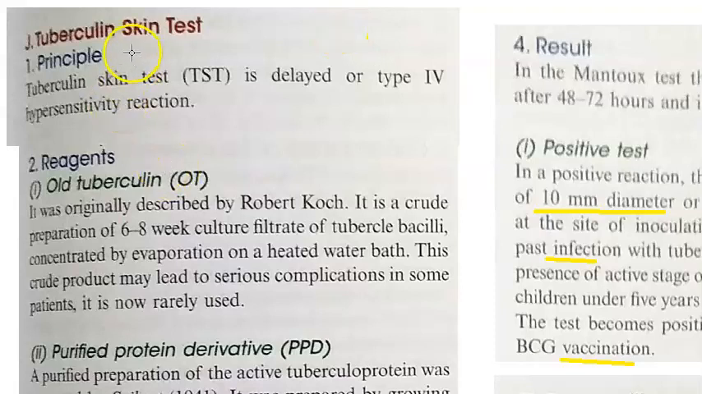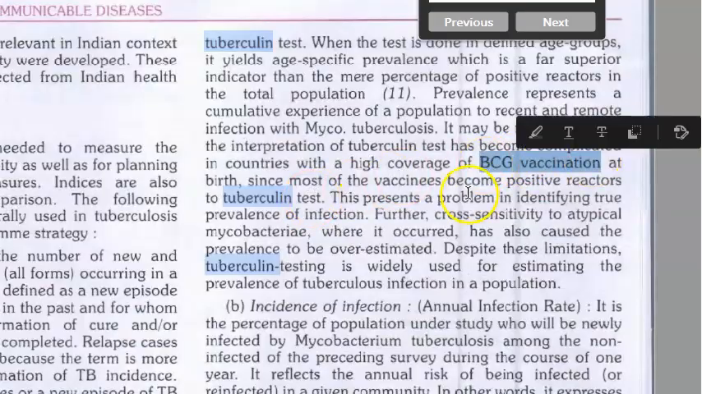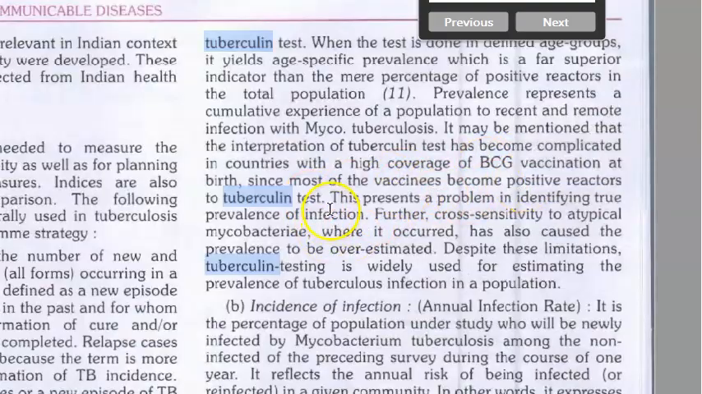Guys, in this video, let us look at this tuberculin skin test. Basically, you will check whether the person is having tuberculosis. So basically, you can see here in TB diagnostics, the last one they have mentioned here is the tuberculin test. Can you see here, guys? Tuberculin test. See, if you have taken BCG vaccination, you can get a positive tuberculin test. So really, you cannot find out if the person has tuberculosis.